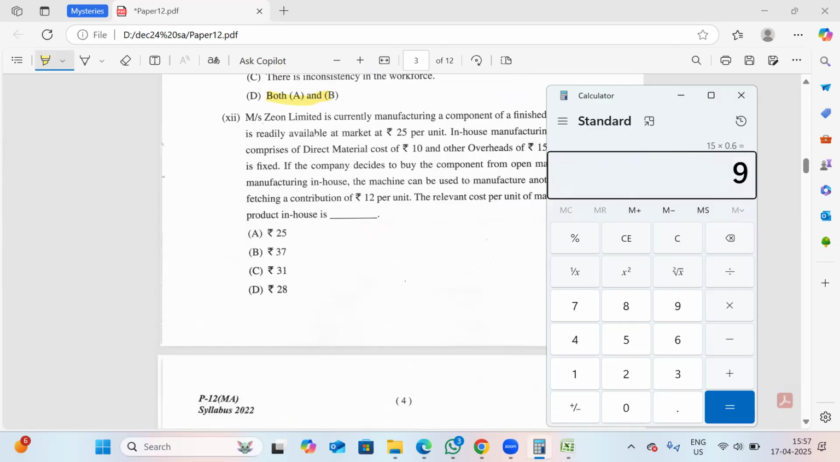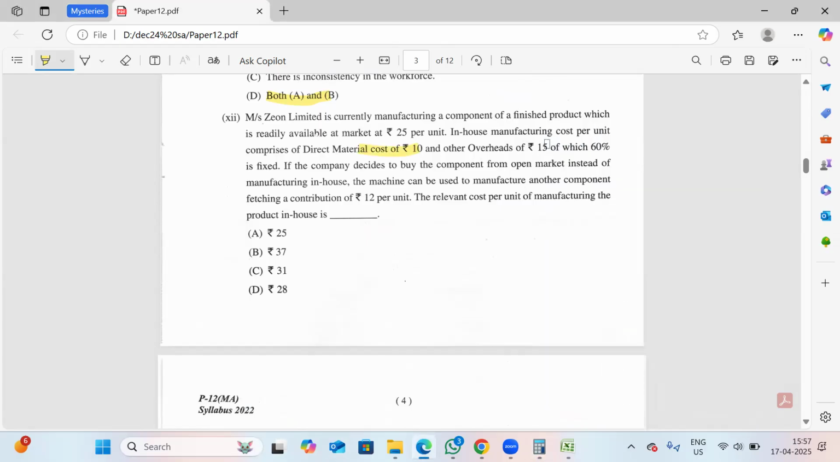So here my fixed overhead is a committed cost, so we should not consider this for my decision making purpose. What I need to consider is that I will be spending 10 rupees as material cost. So this 10 I want to spend.